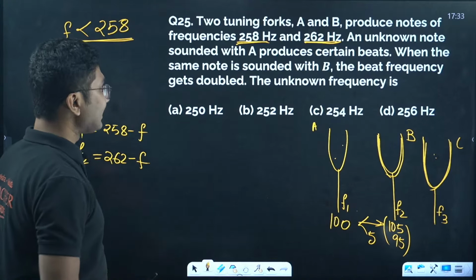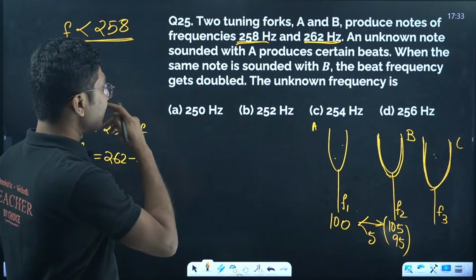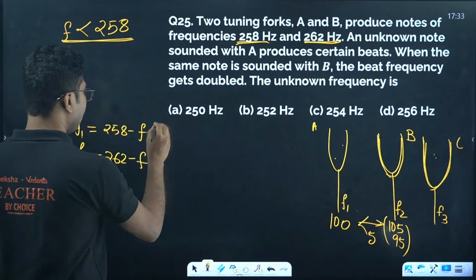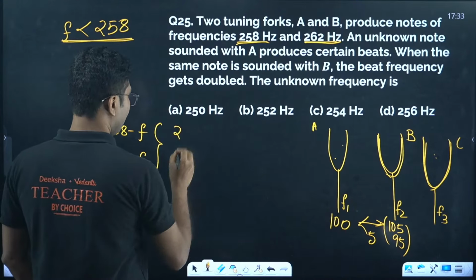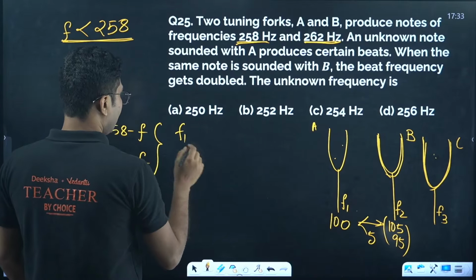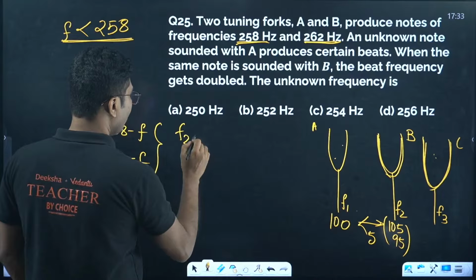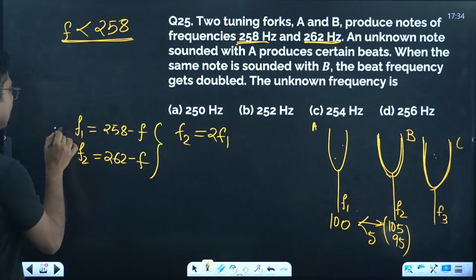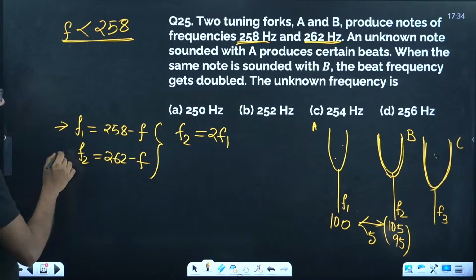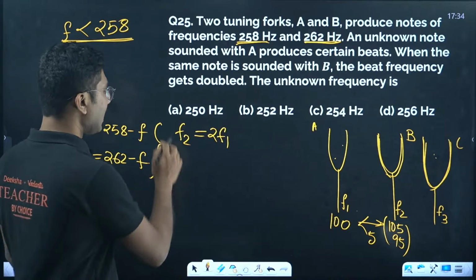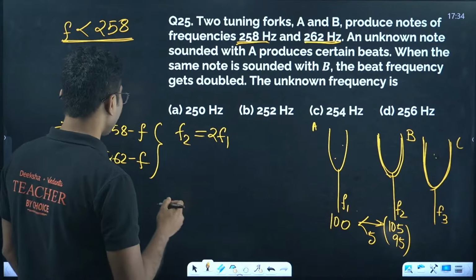Now it says that when same is sounded with B, the beat frequency gets doubled. That means F2 is twice of F1. Beat frequency initially, suppose whatever the value was, it gets doubled for the second case. So beat frequency is doubling, means F2 must be twice of F1.